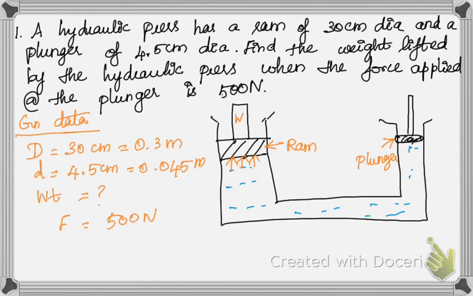So what is the weight lifted by this hydraulic press when we are applying some force? How much weight does it get lifted? This is what we are going to determine. So first, I am going to get the area of ram. I am keeping it as AR. So area of ram is nothing but pi by 4 d squared, where D is given in the problem.